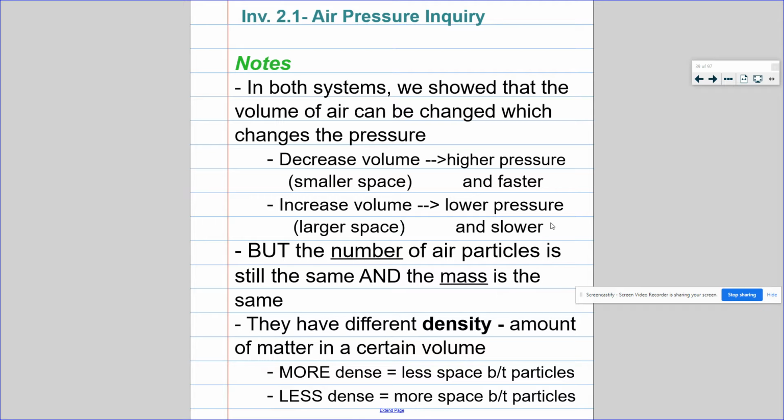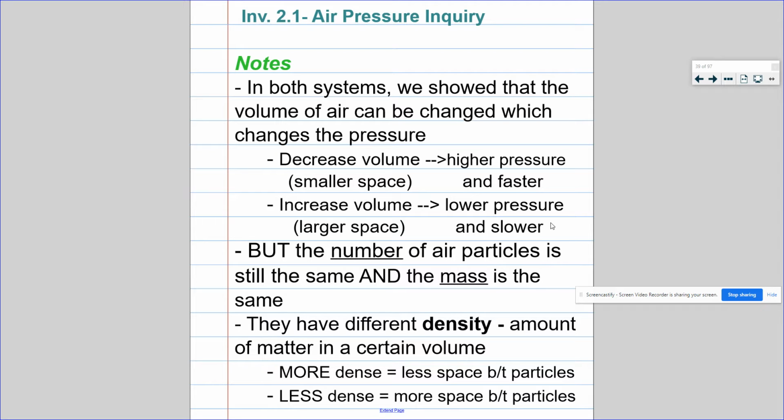And I think I talked about this with second hour yesterday, and well, probably both of you, but I just want to reiterate this. The number of air particles is still the same in both cases. Assuming that I have an airtight syringe and an airtight jar, I'm not losing air particles when I squeeze it, and I'm not gaining them back when I release it. So the mass also inside would be the same. So the number of air particles is still the same. That then means the mass of the air that's in there would still be the same. I know it's a very, very tiny amount, but it's still the same amount.